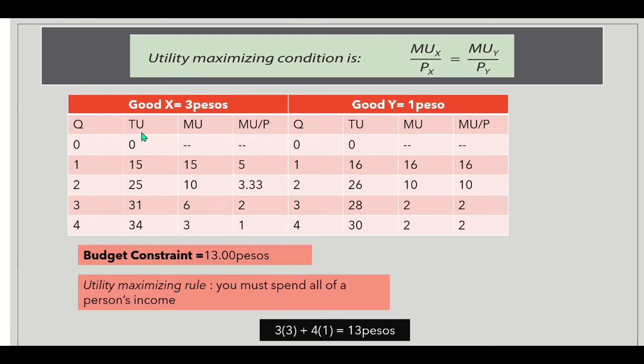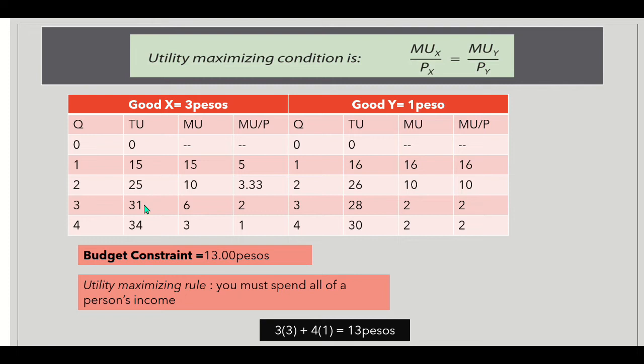So in order to solve for the marginal utility, you need to look at the change of utility in each unit. As you can see in this table, for good X, the marginal utility of the first unit is 15 because it went up from 0 to 15, and the marginal utility of the second unit is 10 because it went up from 15 to 25, and the marginal utility of the third unit is 6 because it went up from 25 to 31.